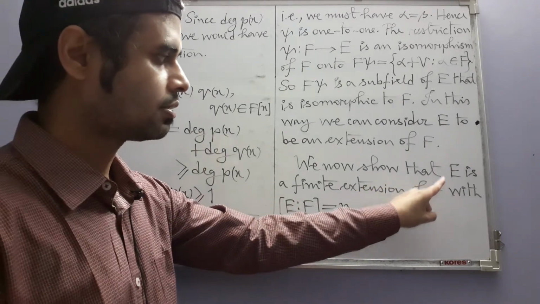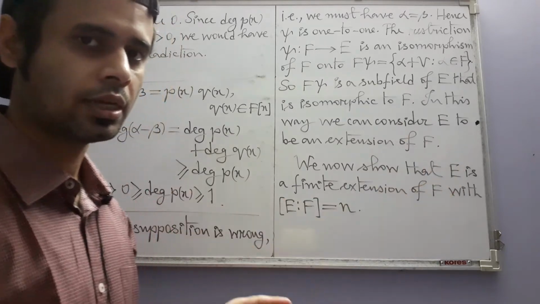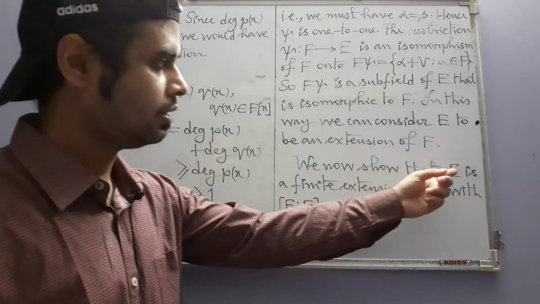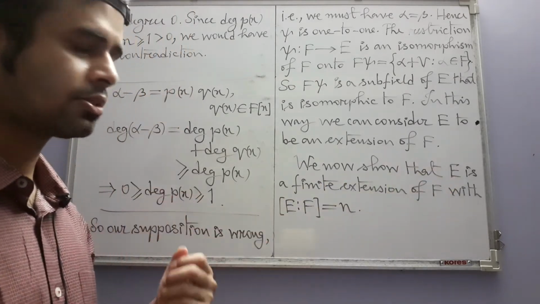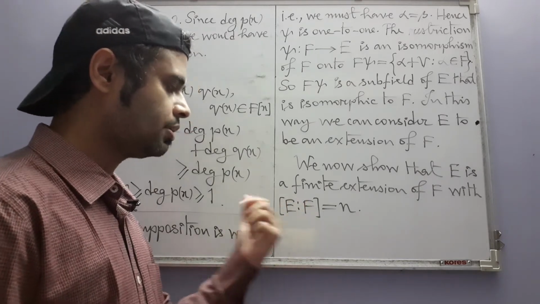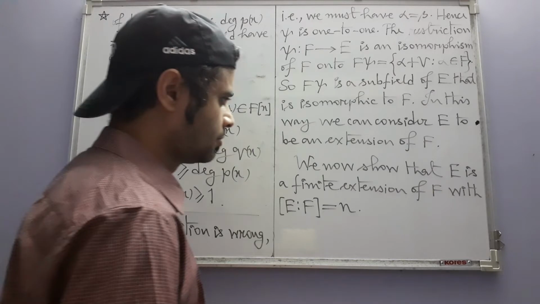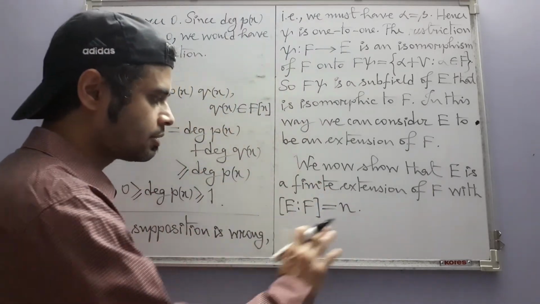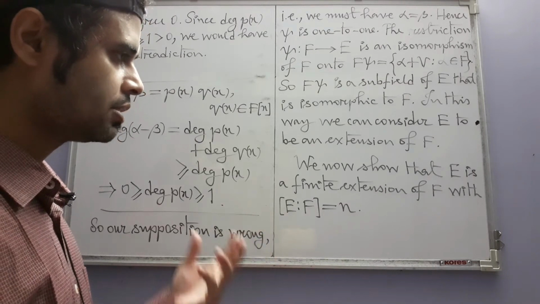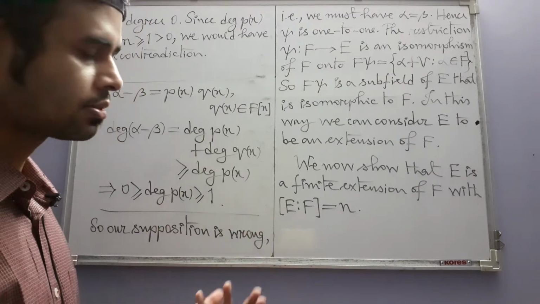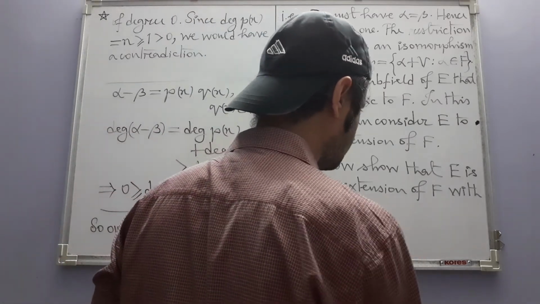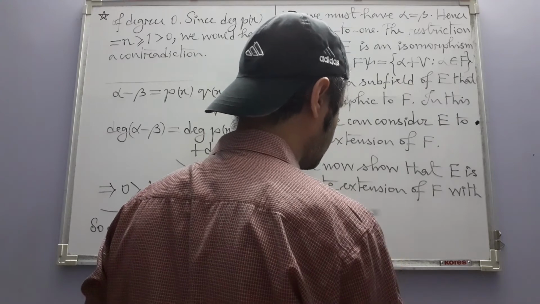When you have a subfield F of E, then we have already seen in the chapter on vector spaces that E naturally becomes a vector space over F, and this degree is nothing but the dimension of E over F. So now we need to show that this dimension is n. That means we need to show that E has a basis with n elements over F, and such a basis we are going to produce.